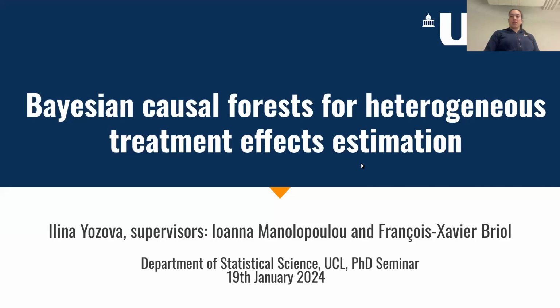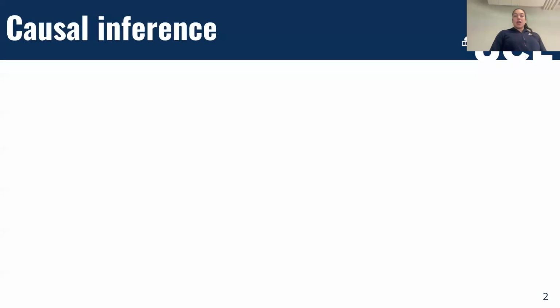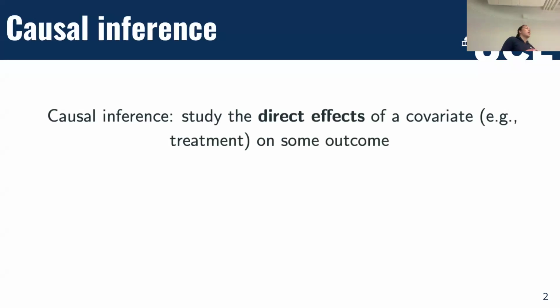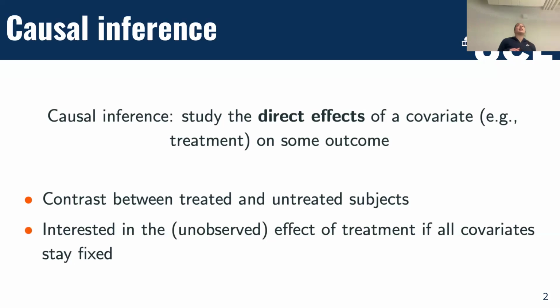So, to start with, just a bit of an introduction on causal inference. So what is causal inference? That's the process of studying the direct effect of a covariate, for example a treatment, on some outcome of interest. So that basically means that we want to find the contrast between all the treated and the untreated subjects. And we're basically interested in this unobserved effect of treatment if all covariates stay fixed.